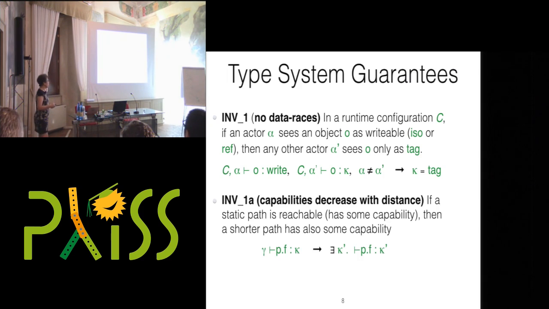And now we have got a second guarantee, which is useful. It's not totally necessary, but it makes the protocol faster. And it says that if I have a path that allows me to reach a point and then go one step further, read the field, and I have a capability kappa, what I mean is the shorter path also has got some capability, so it should be read like this. The shorter path has also got a capability, so I'm not getting capabilities out of thin air.